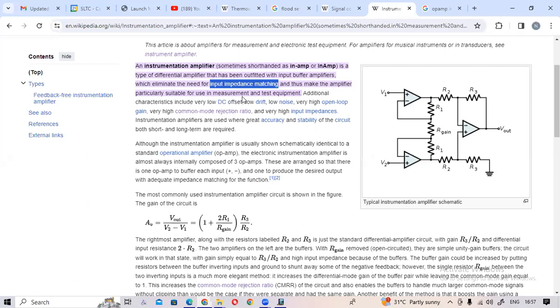So that is the instrumentation amplifier. Actually, this is the simplest instrumentation amplifier schematic. Normally this is referred to as an instrumentation amplifier using op amps. Actually, there are 3 op amps.